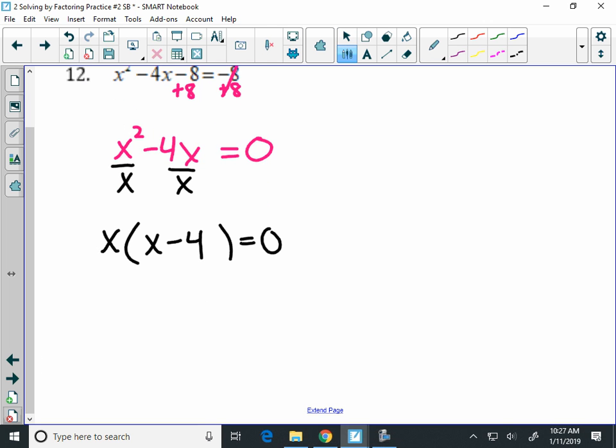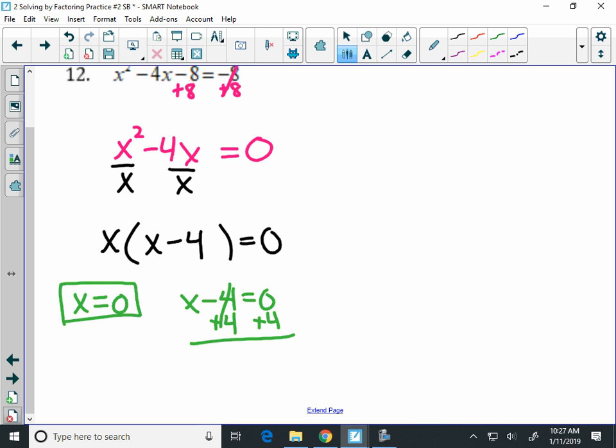So I set each factor equal to 0. I'll take x equal to 0 and x minus 4 equal to 0. Well, I don't have to solve this one. There's nothing to solve. I already have x equals. So one solution is at 0. That's where one x-intercept is. This one, when I add 4 to both sides, I get another solution at x equals 4. So it was a little bit faster.